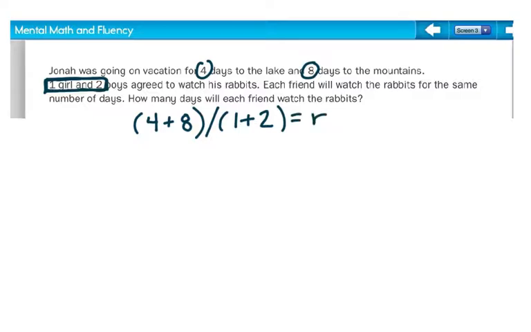I'll put the variable r for rabbits. So go ahead and write 4 plus 8 in parentheses divided by 1 plus 2 in parentheses. So now we're going to go ahead and solve each of those parentheses. So 4 plus 8 is what? Write that just below. And 1 plus 2 is 3. And let's go ahead and solve. 12 divided by 3 is 4. 4 what? Days.